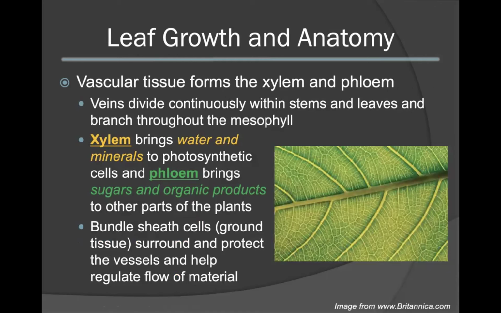The vascular tissue extends throughout the leaf as well. Veins will continuously divide within the stems and leaves and branch throughout the mesophyll to ensure that all plant cells have access to nutrients and water. Xylem is responsible for bringing water and minerals to the photosynthetic cells, while phloem brings the sugar and organic products produced by photosynthesis to the other parts of the plant. Bundle sheath cells surround and protect the vessels and also help to regulate the flow of material throughout the leaf.